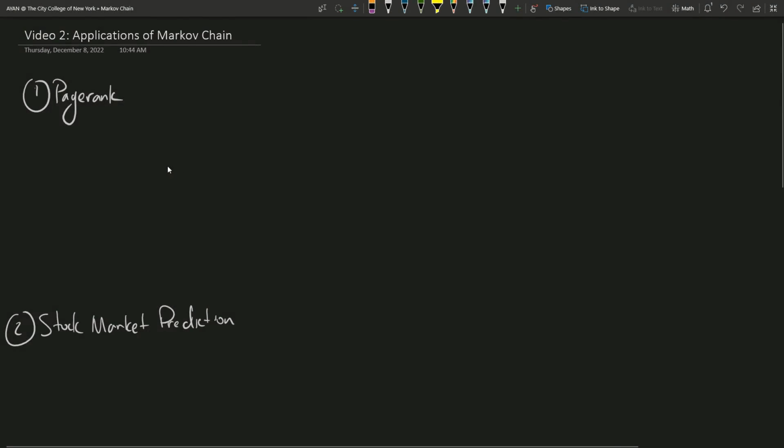Today we'll be discussing the various applications of Markov chains. So to start off, first up we have PageRank. Have you ever heard of this before? Because this is something that I learned very recently. I was not aware of it in the past. So let me explain to you what PageRank is.